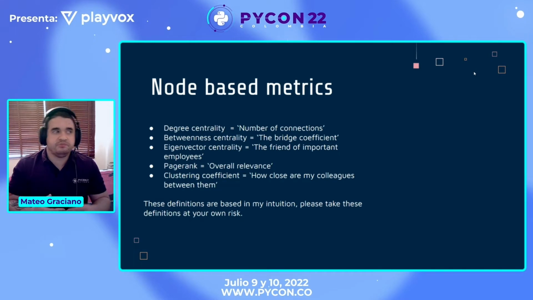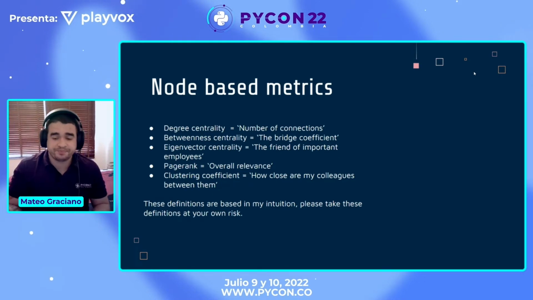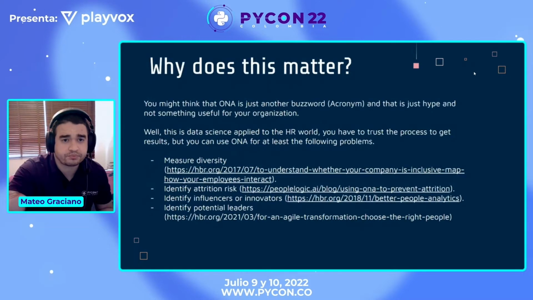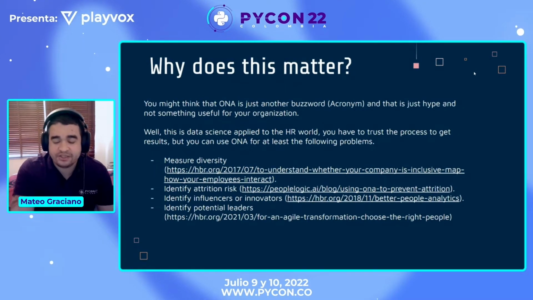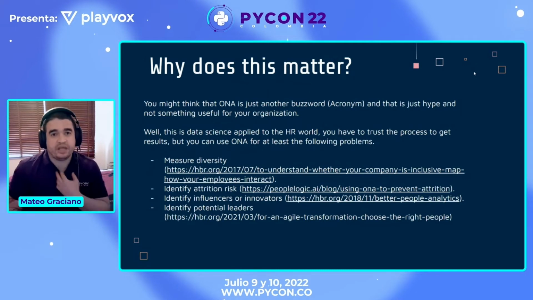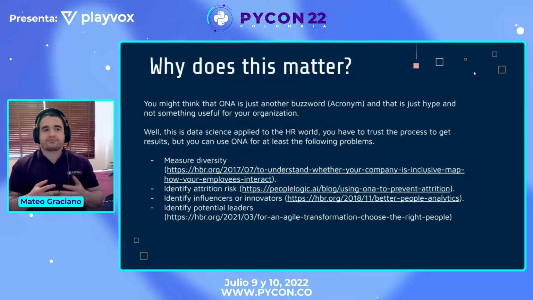And there could be more things that we could calculate for nodes, but for the sake of this presentation, these are the most important ones. And this is the other thing that is pretty important. Why does this matter? Why should we take into account how to do ONA in our organization?